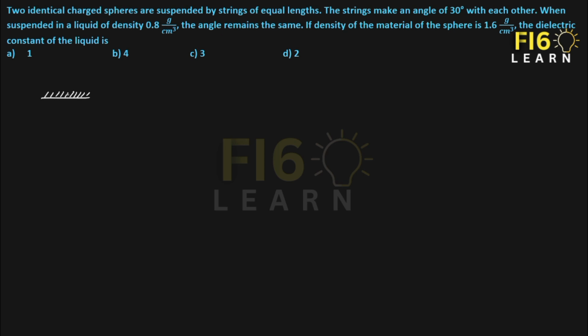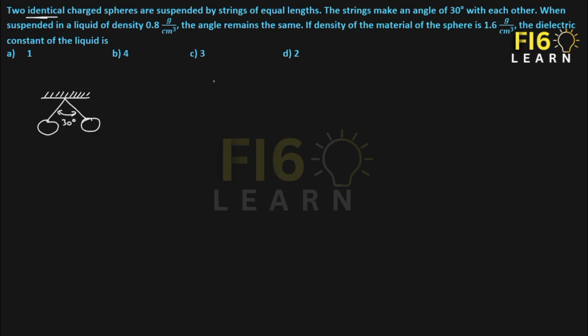This shows the fixed support from which two charged spheres are suspended. Say this is sphere 1 and this is sphere 2. These two spheres are identical, so they repel each other. They cannot stay in the same place together. They repel each other, and the strings make an angle of 30 degrees from each other. The angle between them is 30 degrees.